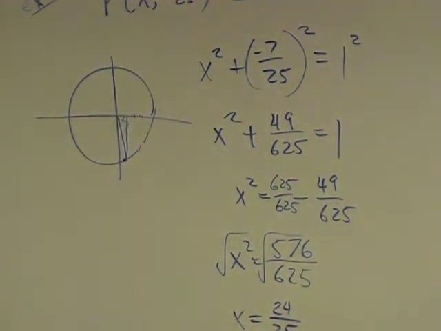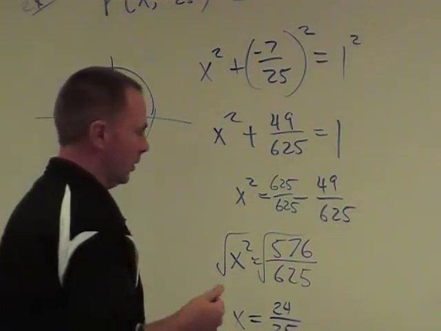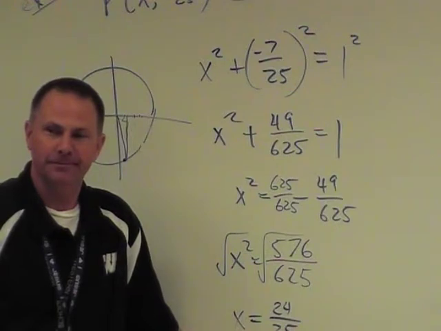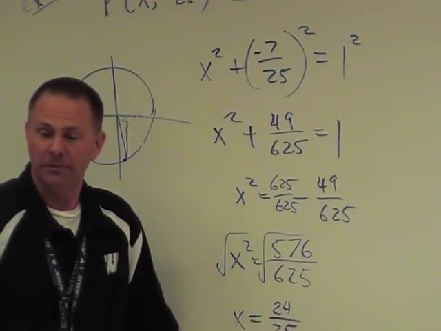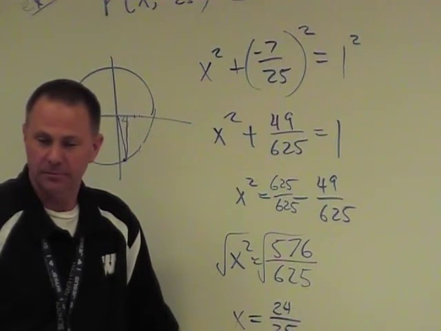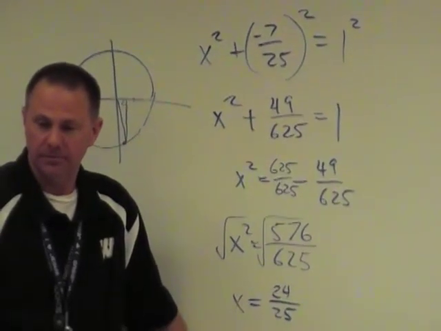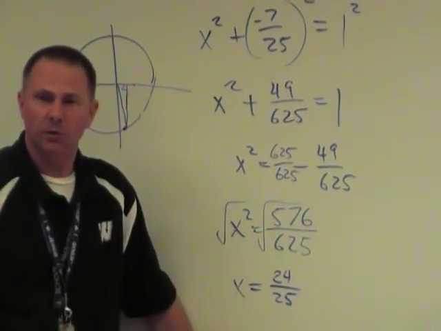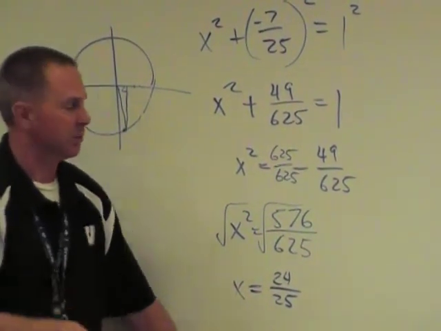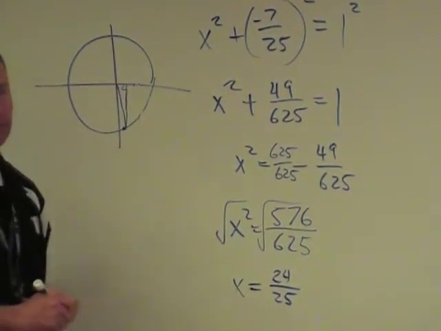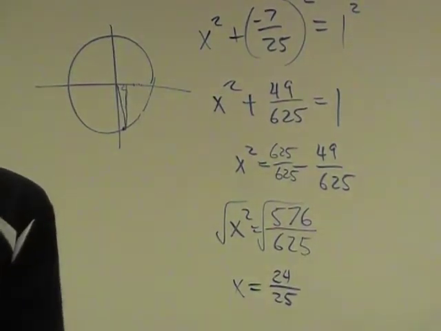Is that correct? Please check my math. We all know how good I am. No? Did I do it wrong? Since we took the square root, it's positive or negative. So which one is it? Yeah, we already said it was positive. So it's positive 24/25 that goes in for x. So that's how you find a missing piece.